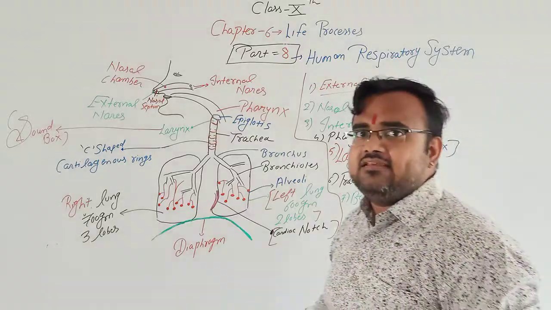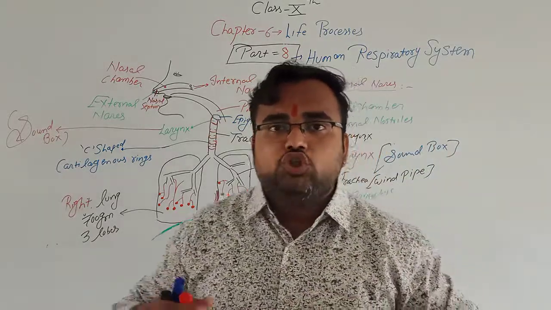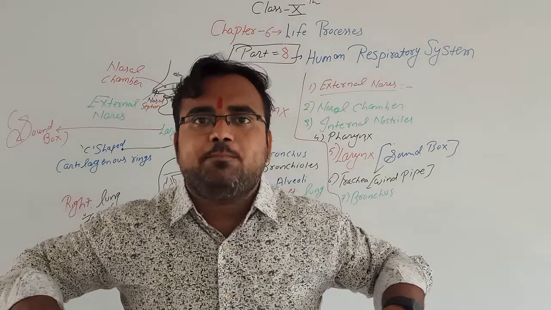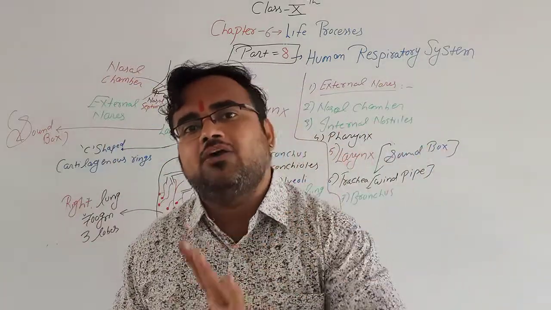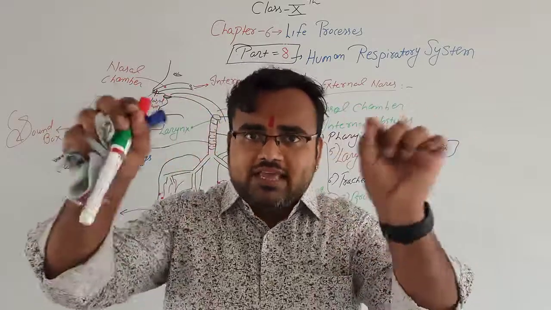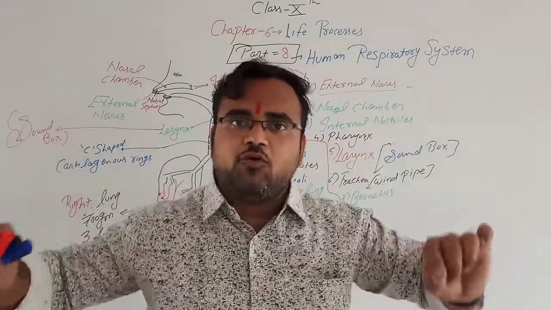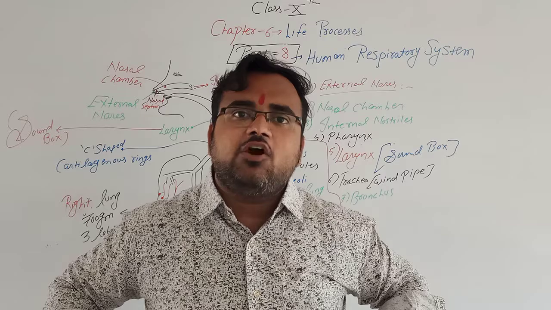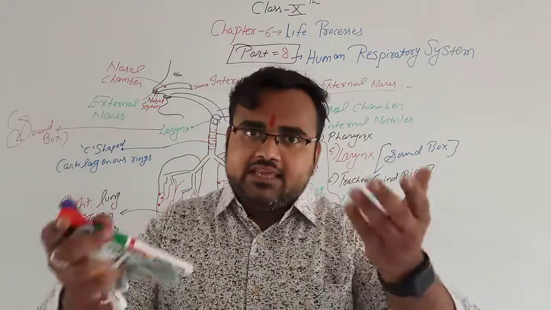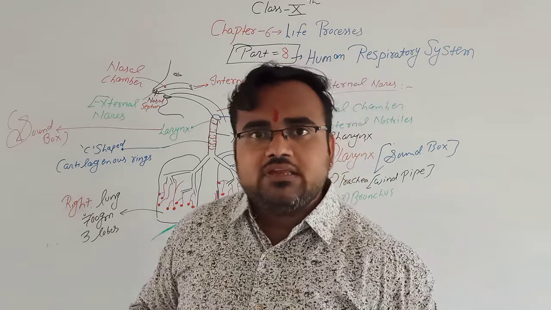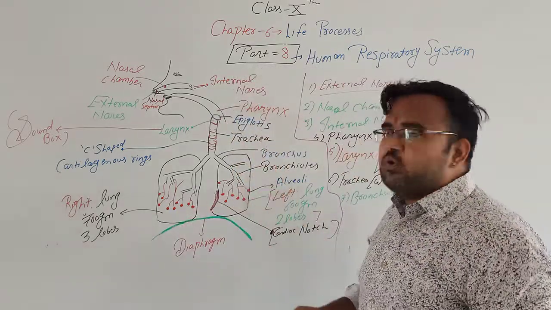The answer is, the air should cover the maximum part of the lungs. The air should go towards the maximum part of the lungs. That means with the help of bronchioles, the surface area of lungs increases and we can inhale more oxygen.